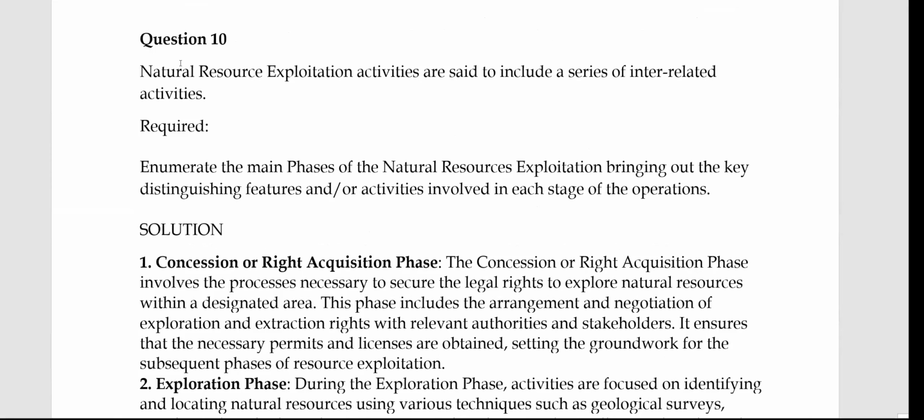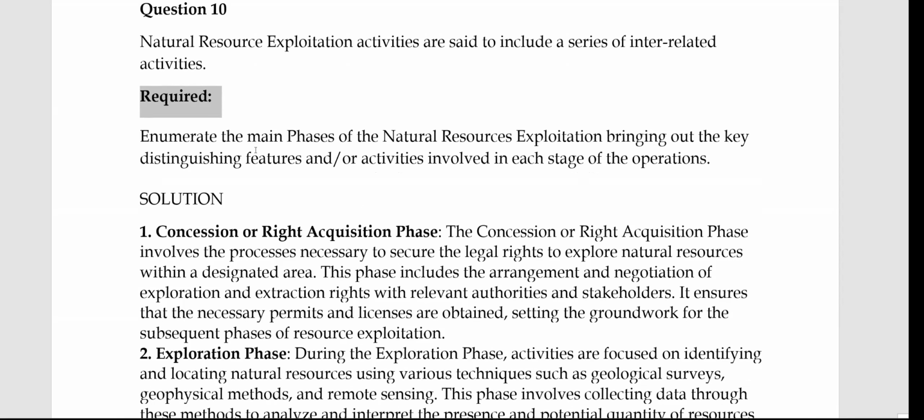Exploitation and the life cycle I talked about. What were the stages I gave you? Exploration, right? But mostly you must get the exploration, appraisal. Yes, but you must get the license first. Do you get it? And that is the rights acquisition stage.